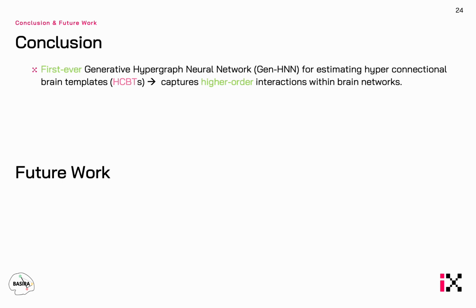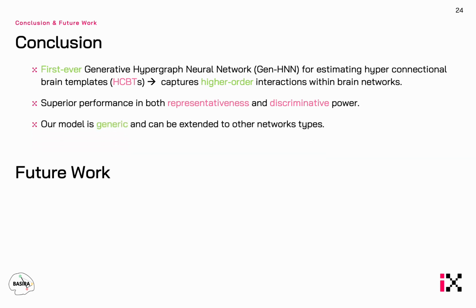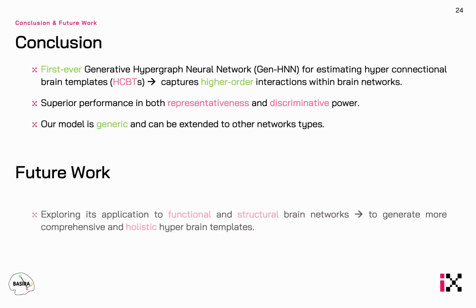So to conclude, we proposed the first ever generative hypergraph neural network that generates HCBT that captures high order interactions in brain regions. Our model had superior performance in both representativeness and discriminative power, and also it's generic and can be extended to other network types.